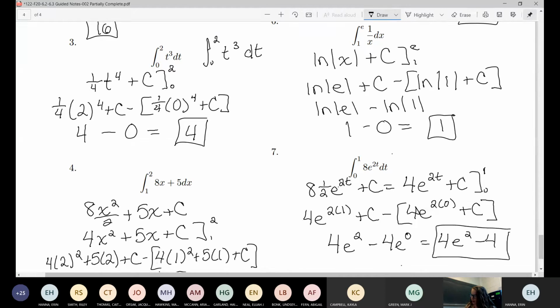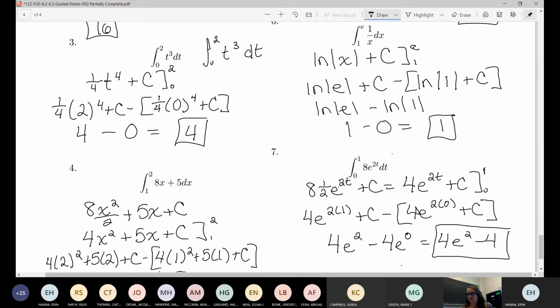So this is kind of what Wiley would be expecting. 4e squared minus 4. If you put that into your calculator and got a decimal, it wouldn't accept it. So be really careful on the 6.3 Wiley homework when it says find the exact answer. They are looking for exact answers. That is the last question in 6.3, because that's pretty much exactly what 6.3 is on.